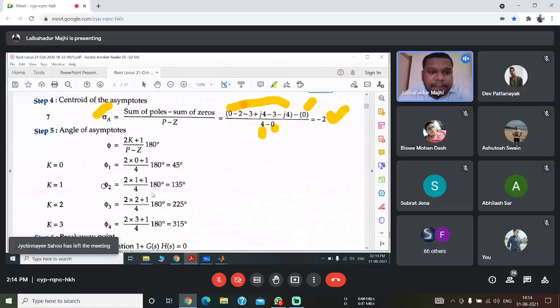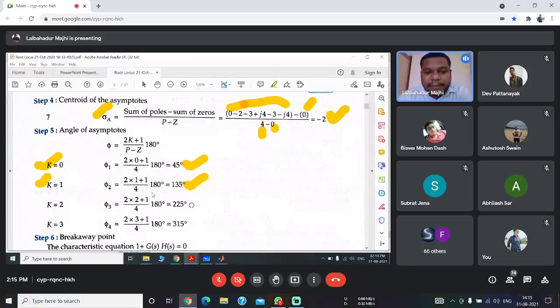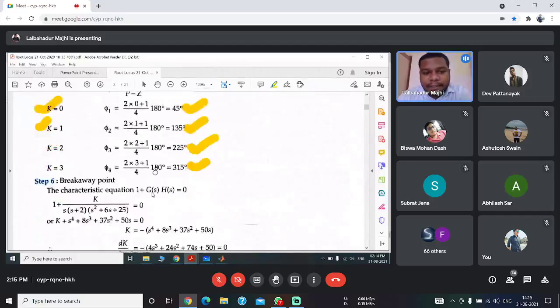Next, the angle of asymptotes is (2k plus 1) divided by (p minus z) into 180. For k equal to 0, we are getting 45 degrees, for k equal to 1, 135, k equal to 2, 225, and k equal to 3, 315. Then the next step is to determine the breakaway point. As we don't have zeros, we don't have to determine the break-in point. We only have to determine the breakaway point.